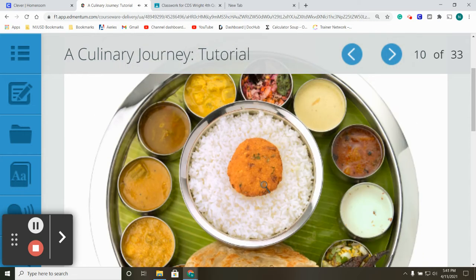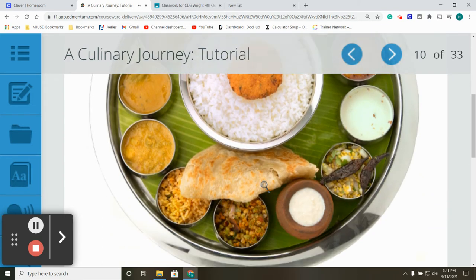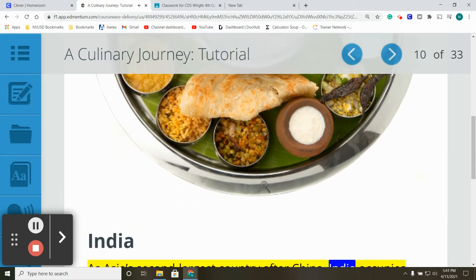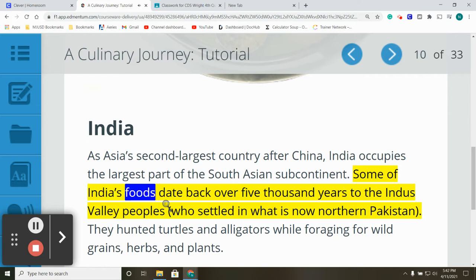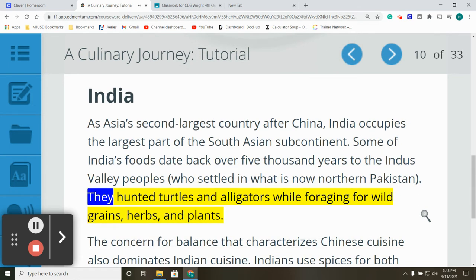India. As Asia's second largest country after China, India occupies the largest part of the South Asian subcontinent. Some of India's foods date back over 5,000 years to the Indus Valley peoples, who settled in what is now northern Pakistan. They hunted turtles and alligators while foraging for wild grains, herbs, and plants.